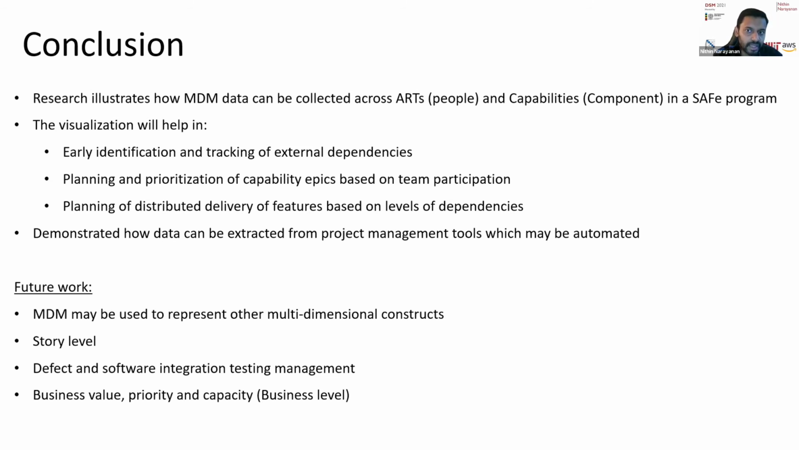and we don't need to look at the capability level. We can look at the feature or even the story level to identify and represent that and draw insights from it. We can also look at how defect management can be better done by representing that as another domain or another DSM in itself. And we can look at various parameters.